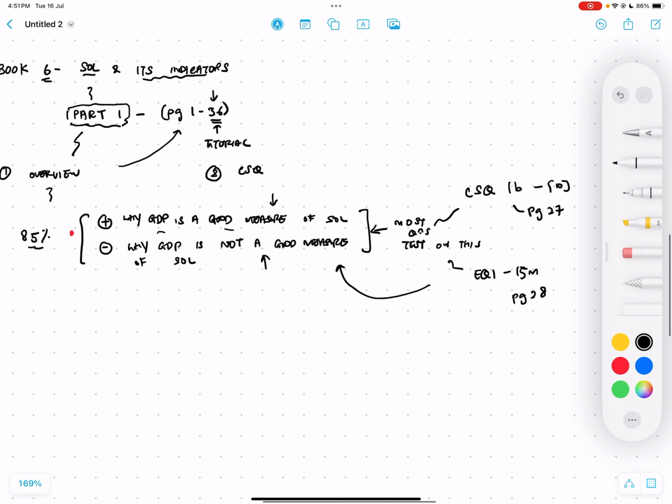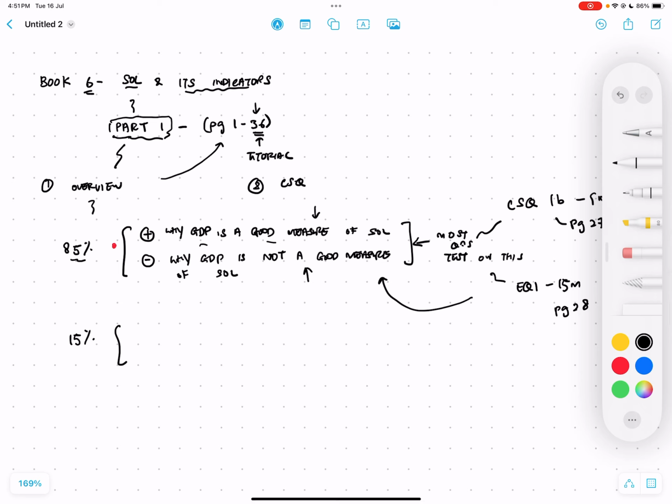Then there are others. So there's the rest of the 15%. The rest of the 15% covers firstly the definition of GDP. We'll talk about this. It talks about real GDP and different conceptions of GDP. There's real GDP, there's nominal GDP, and then there's of course GDP per capita. We'll talk more about what these are.